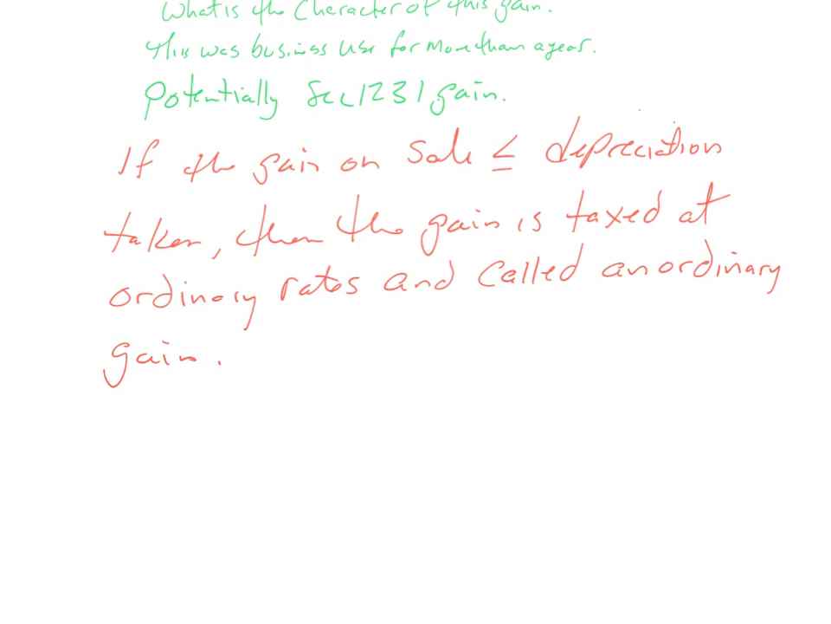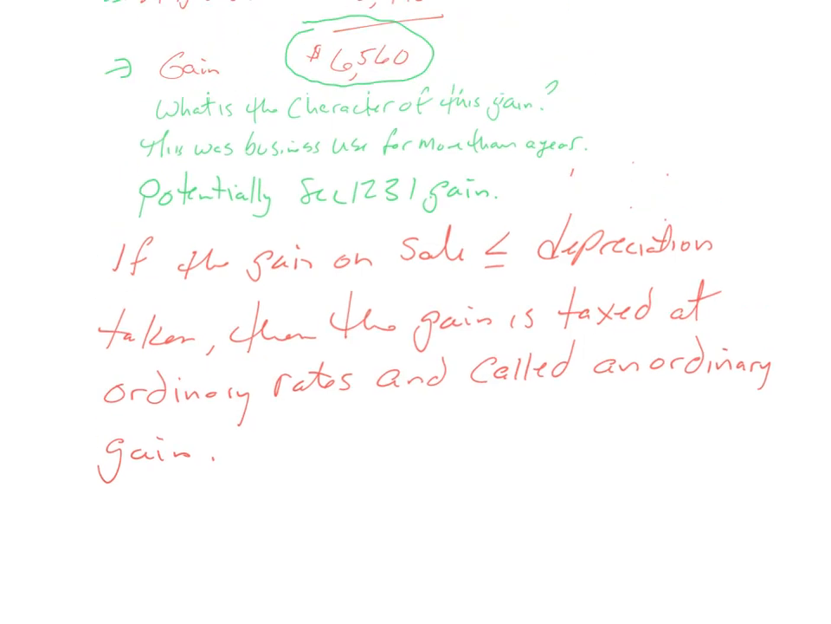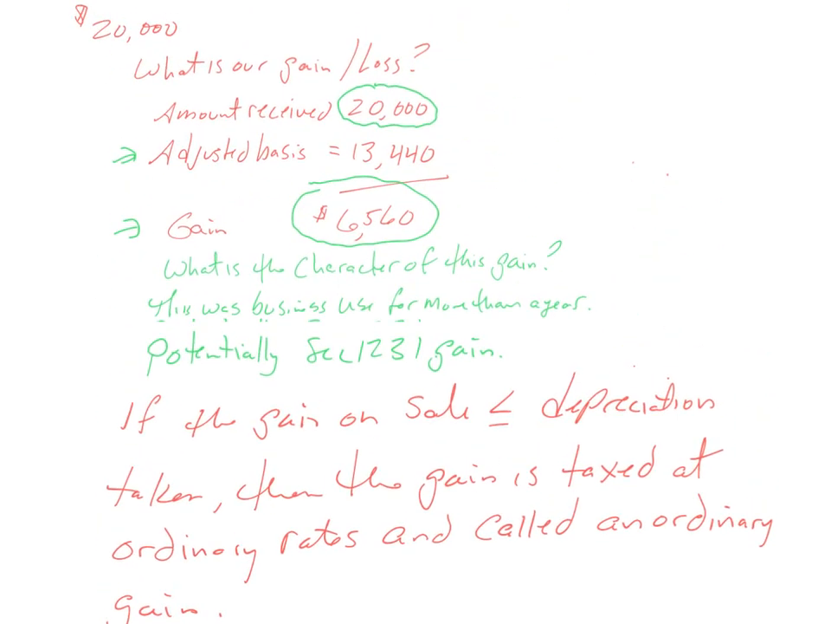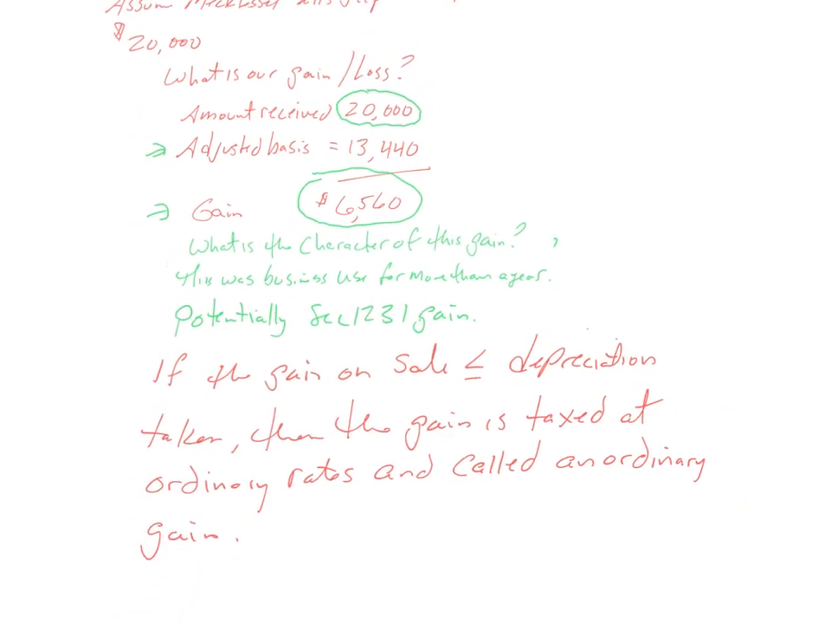Okay, so in this situation, if the gain on the sale is less than or equal to the depreciation taken, then the gain is taxed at ordinary rates and called an ordinary gain. So that's exactly our situation here. This $6,560 gain would be taxed at ordinary rates. It would not be considered Section 1231 gain. It would not be given long-term capital treatment. It would be taxed at ordinary rates. Okay? Now, let's look at a different scenario.